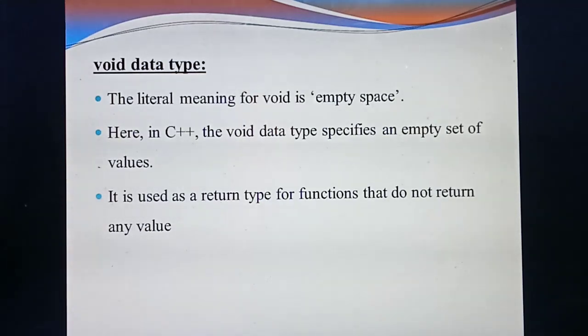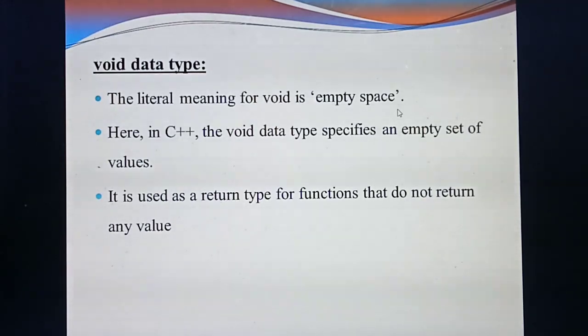So the next one is the void data type. What do you mean by void? In programs you might have seen void main. Likewise, the next data type is the void data type. What is the normal meaning of void? It means empty space. This is important, so underline it: the literal meaning of void is empty space.